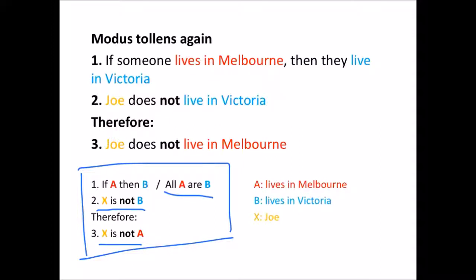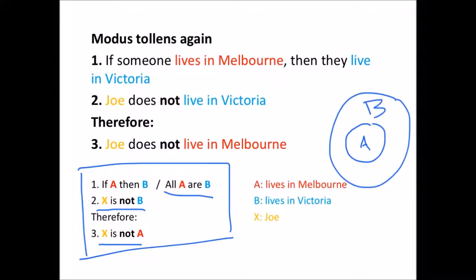Again, you can see that from this kind of diagram. Here are the A's, and all of them are B. That represents the first premise again, all A are B, or if something is A, then it's B. And if X is not B, not one of the B's, well, it can't be one of the A's either, which is what the conclusion says. So this is a valid form of argument, and it is in fact just modus tollens again, just a slightly generalized form of modus tollens.